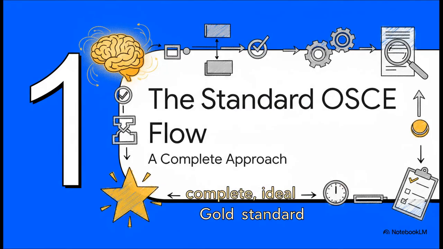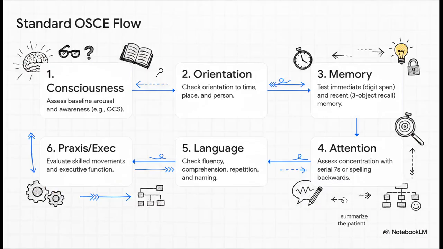Okay, first things first, let's talk about the gold standard. This is the full, complete, ideal way to examine higher brain functions. Why is this important? Because mastering this structure shows the examiner, right from the get-go, that you have a logical and professional method. And here's that flow. Look at how logical this is. You start with the absolute baseline, consciousness. From there, you just move systematically through orientation, memory, and attention. After that, you get into the more complex stuff, right? Language, praxis, and executive function. And, so crucially, you always bookend the whole thing. Introduce yourself at the start, and thank the patient, and summarize your findings at the end. That is the complete professional package.